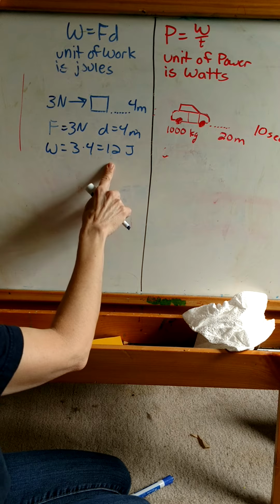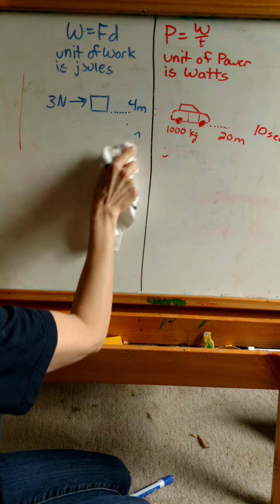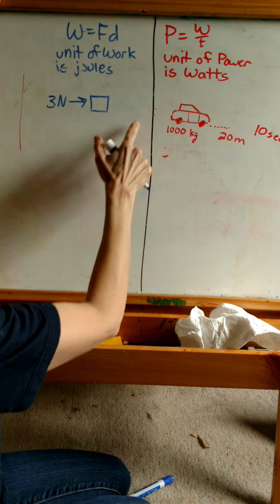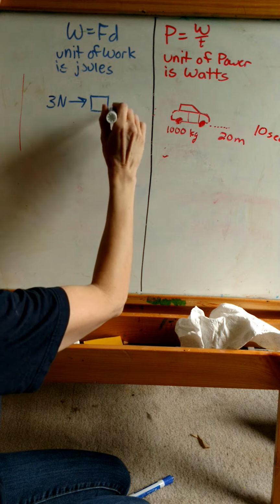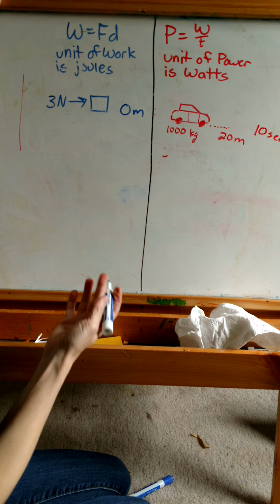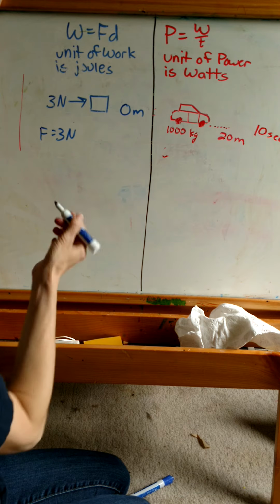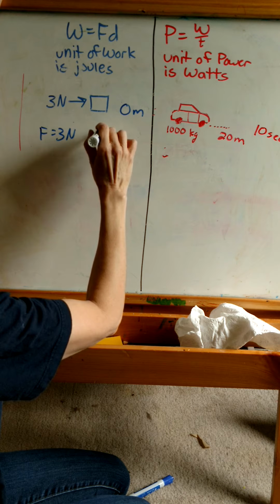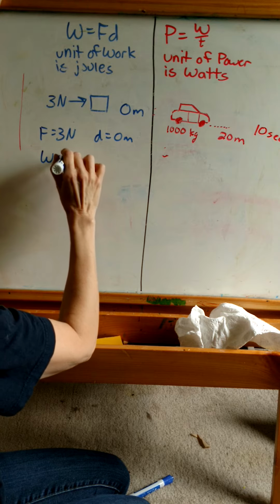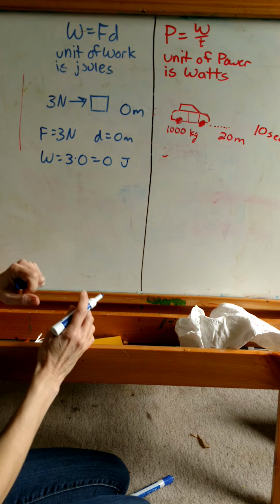I do want to point something out though, okay? Let's say that I pushed on something really heavy, or maybe I was really weak, and it didn't move at all. Let's say that I moved 0 meters. So in that case, I'm still pushing on the box with 3 newtons of force. My distance was 0 meters. So my work equals 3 times 0. My work is 0 joules.